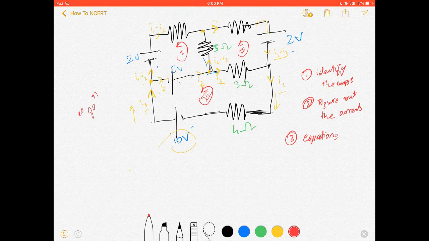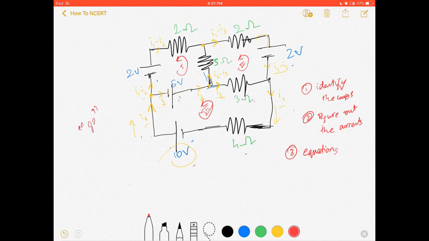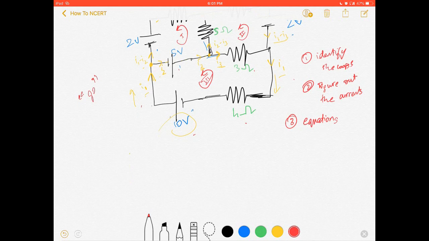Basically, I'm going to form an equation and equate it to zero by saying the sum of my voltages in each loop is going to be zero. So the sum of voltages in loop number three is zero, the sum of voltages in loop number two is zero, and in loop number one, the sum of voltages is zero. A lot of people tend to mess up the signs when they form equations.